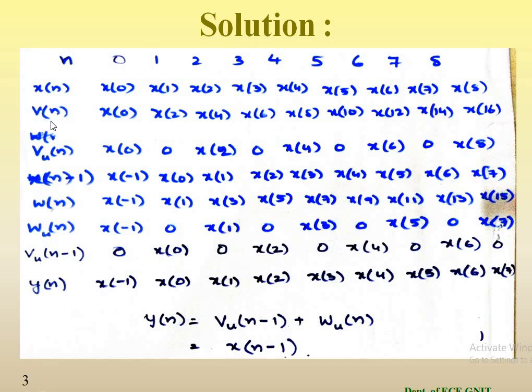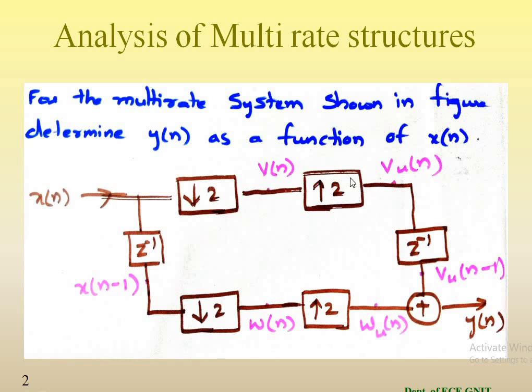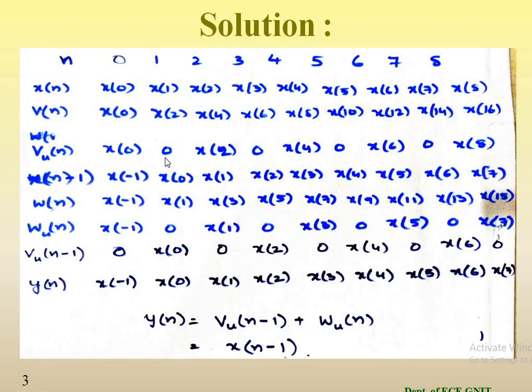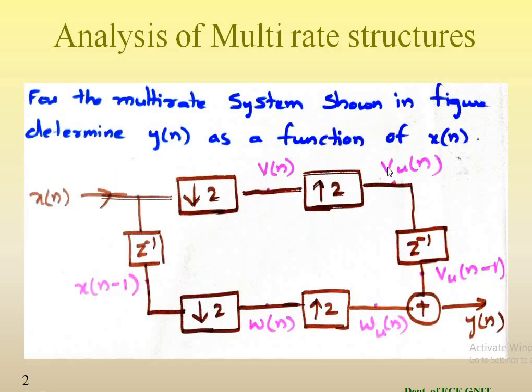And now this particular sequence is given as an input to the upsampler with an upsampling factor of 2. Therefore, the corresponding output vu of n will have L minus 1 zeros in between each of the samples of the input sequence. Therefore, the corresponding output is now written as x of 0 with a 0 in between these two samples, therefore 0, x of 2, 0, x of 4, 0, x of 6, and so on. And this is what our vu of n is, and this completes the first part. However, we need to perform a simple delay here, but I will be doing it at the end so that we can add vu of n minus 1 and w of n directly to get y of n.